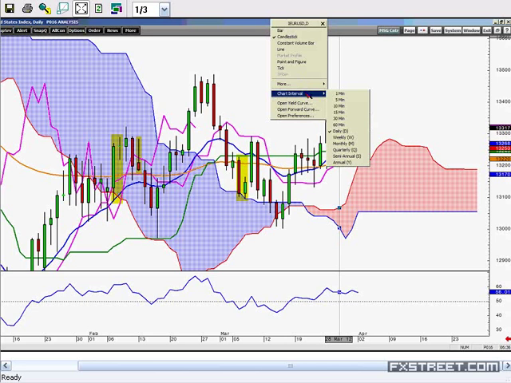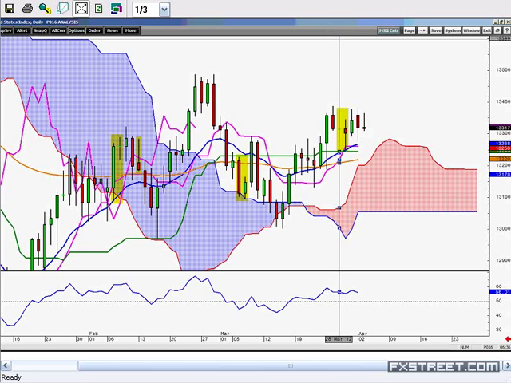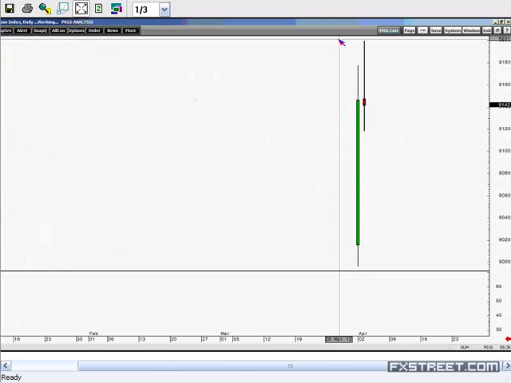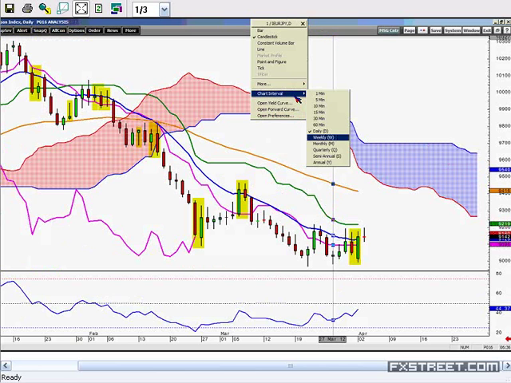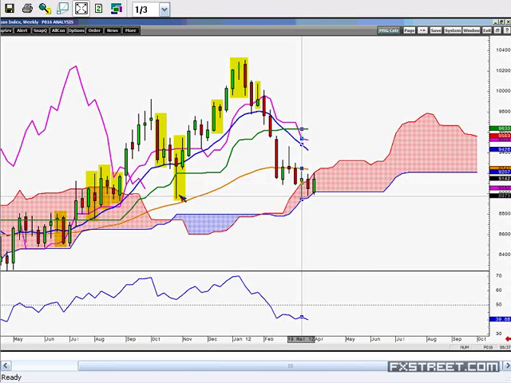Okay, let's go to another pair. So now we're going to look at correlation. We've got this short-term bearish bias in euro dollar, so we'll quickly go and have a look at euro yen. To the daily. Okay, so weekly chart. Support from this swing low, inside the cloud, which is support.